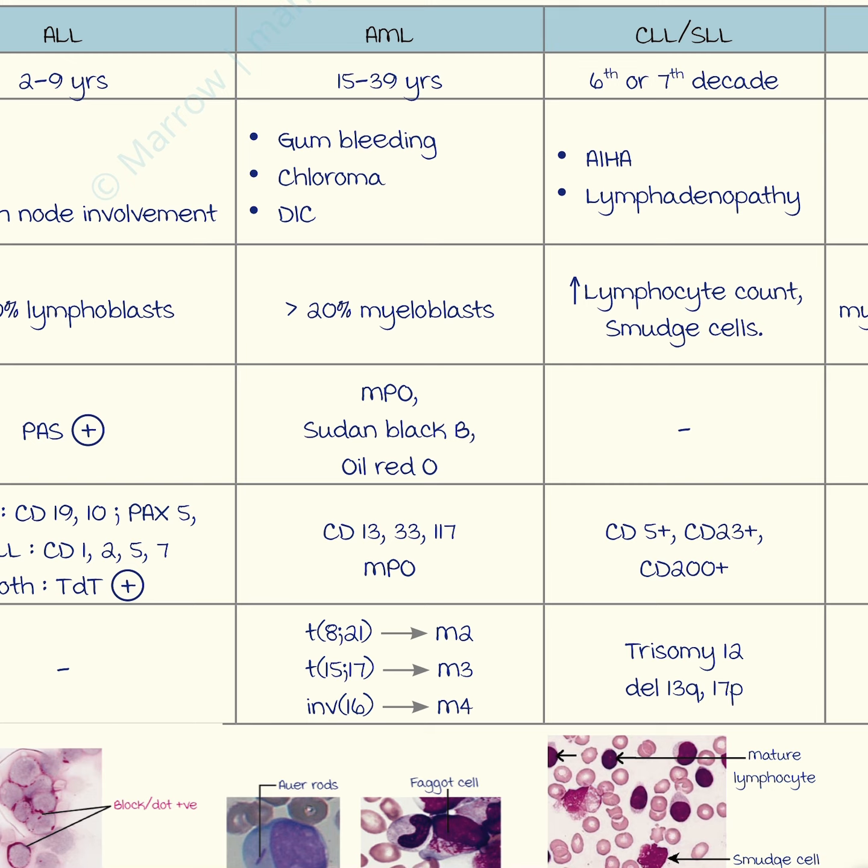The specific stain is MPO, myeloperoxidase positive, Sudan black B, and oil red O, and markers are CD13, CD33, CD117. MPO is the marker for AML. The genetics are translocation of 8 and 21, translocation of 15 and 17, and inversion of 16. These are M2, M3, M4 of the WHO classification in AML.